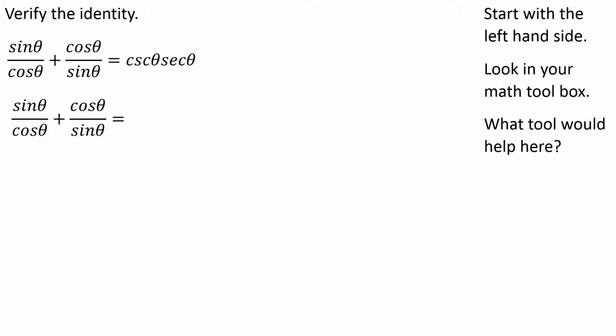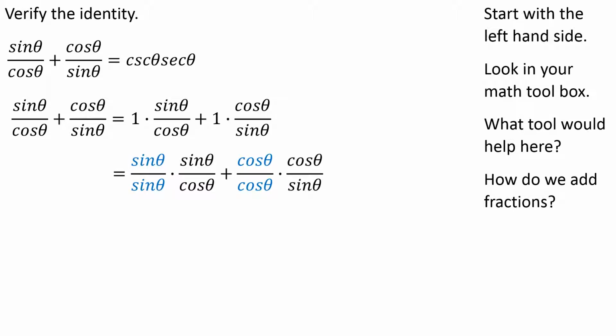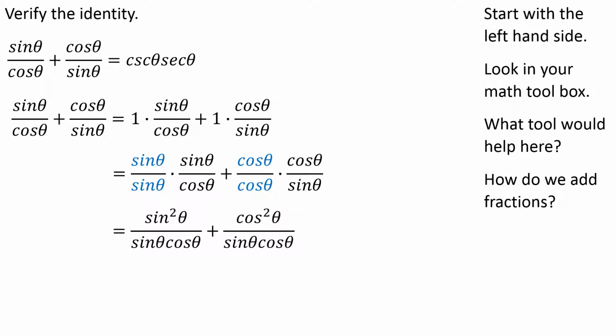Well, if I can't think of anything else, it looks like maybe I should add those fractions together. I need a common denominator. I'm also allowed to multiply by 1 and not change the value. Of course, the key is how do I disguise the number 1? Now I have a common denominator. I can add the fractions together.